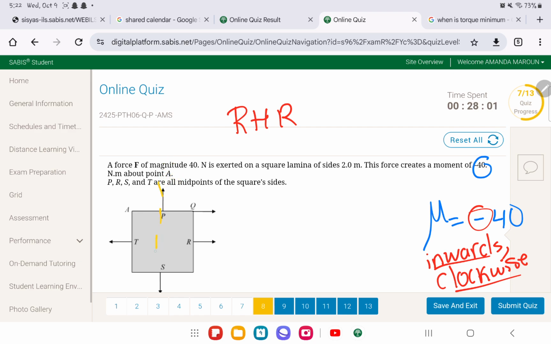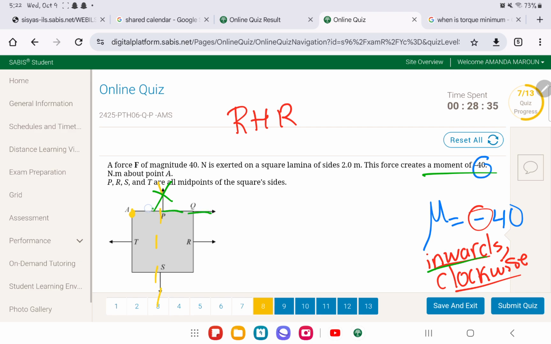So let's prolongate P. If you prolongate P, it's not passing through our axis A, so definitely we can use P. We're going to do the right hand rule. We're going to put our right hand on P, and our palm, the inside of our hand, has to be facing A. If you notice, your thumb is pointing outwards, but we need it inwards. So definitely P is not the force that created this moment.